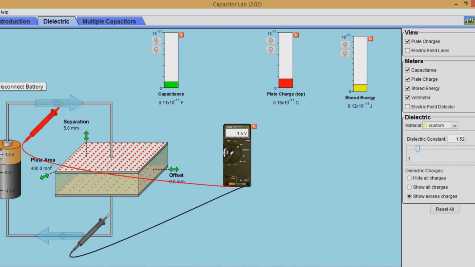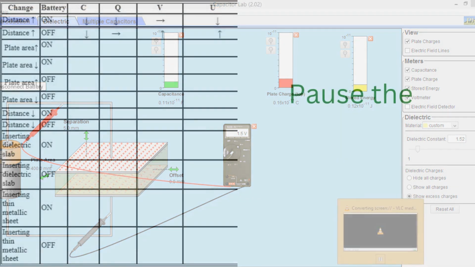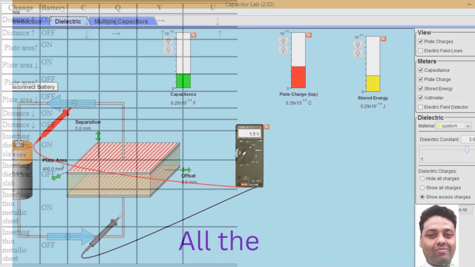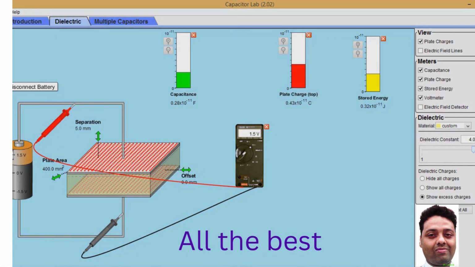You can see now there is a table here. This table you have to fill in. Just put an arrow. If it is upward, that means it is increasing. If it is downward, it is decreasing, and in case it is horizontal, it means it remains constant. So all the best. Please try this.